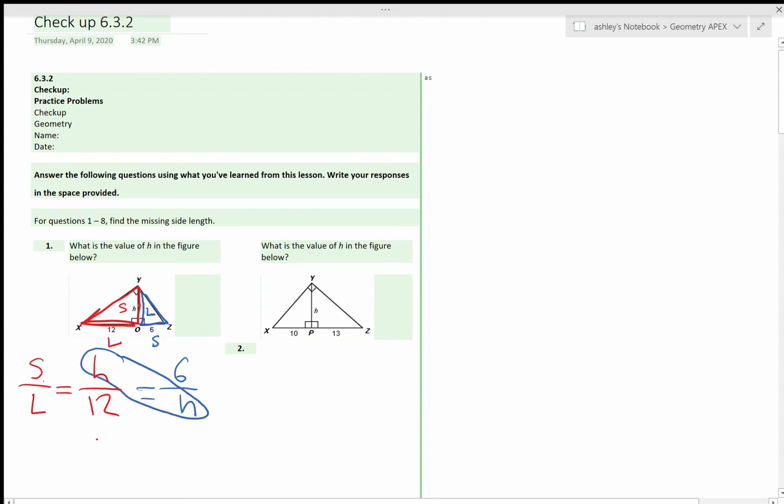When you do h times h, that'll leave you with h squared, not 2h. Please make sure you're careful and make sure it's a power. Okay? And then we want to multiply our numbers together, and we should get 72. Once we do that, we want to get rid of that squared. The way we get rid of that squared is by using the square root.